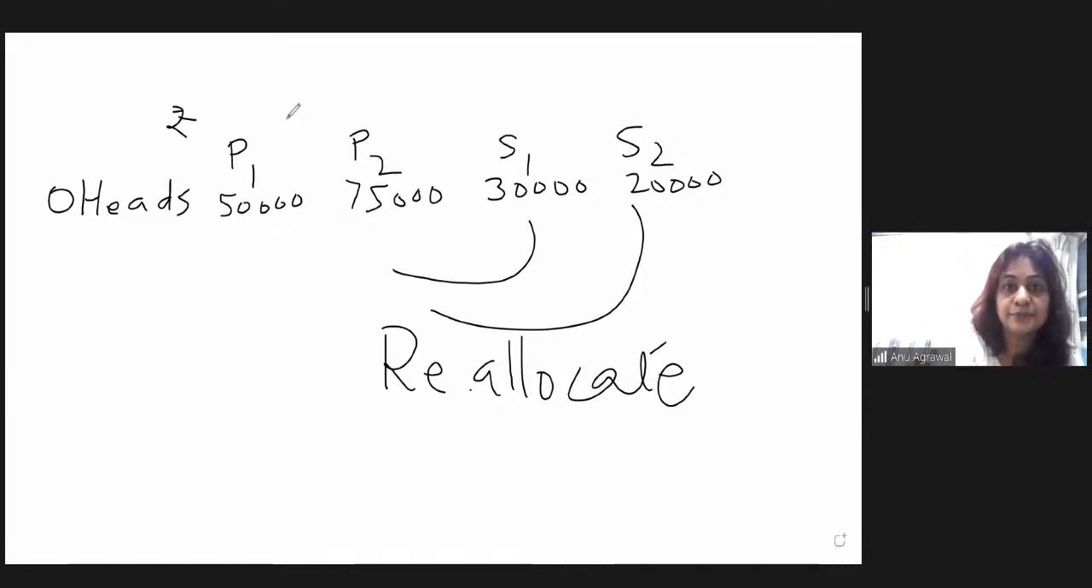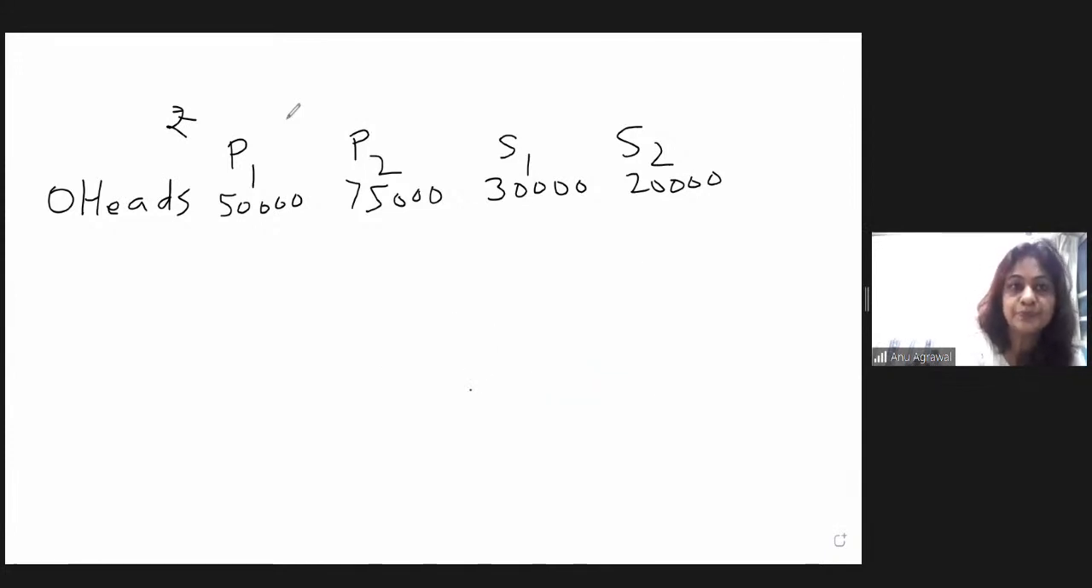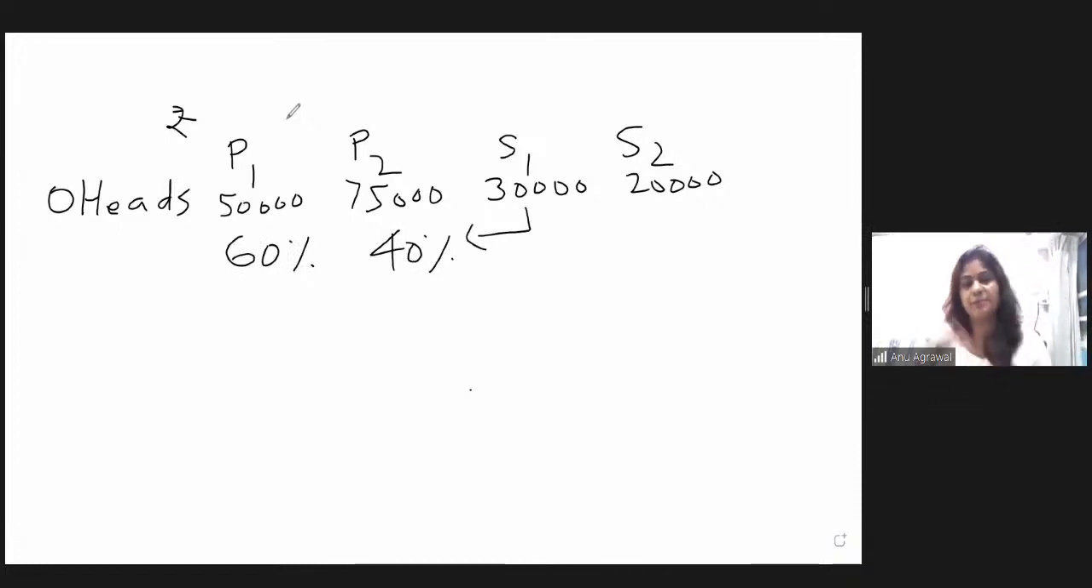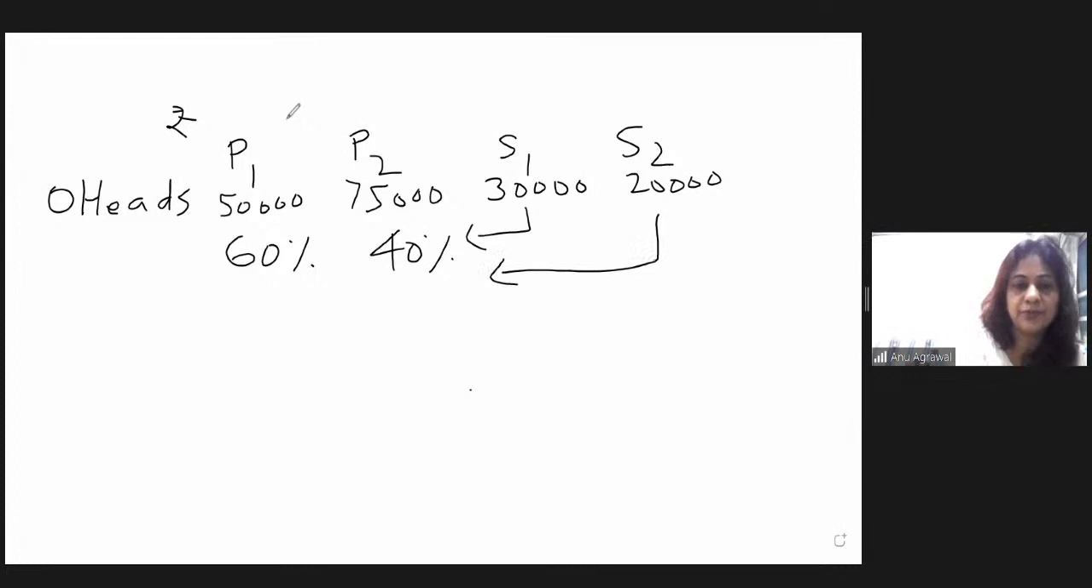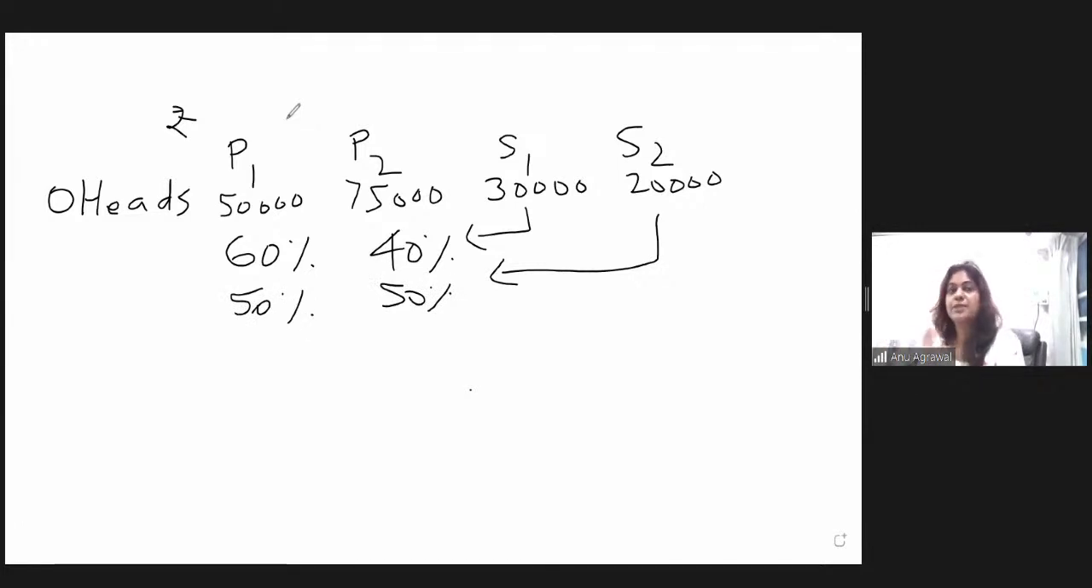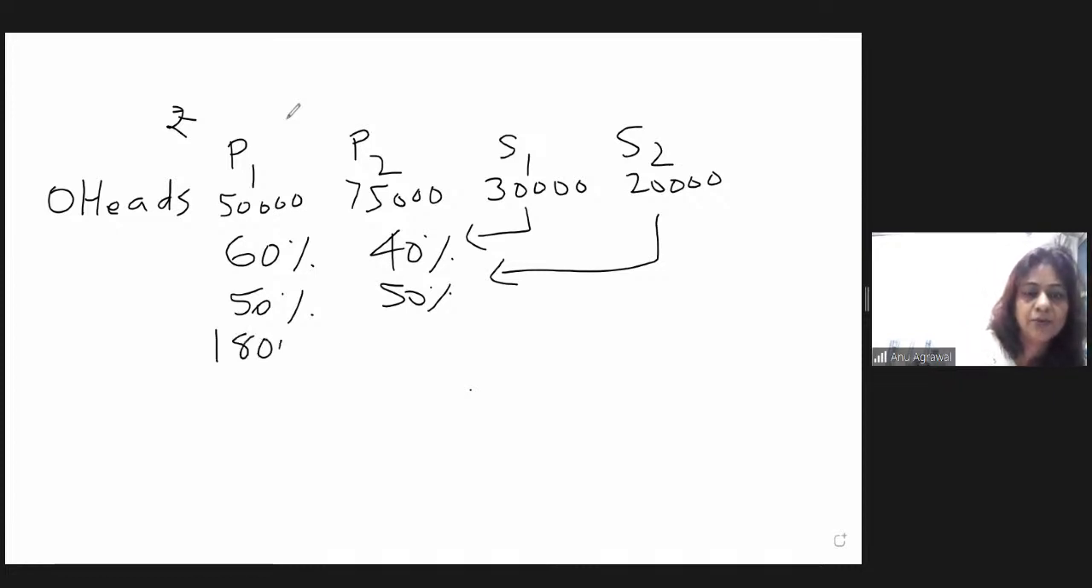So let us say, I have been told that S1 renders services in 60:40% ratio between P1 and P2. And S2 gives services in 50:50 ratio. So this is given to me. What do I do? Simple. I divide 30,000 in 60:40 ratio. How much does this come out to be? I divide 18,000 and 12,000 here, 60:40 ratio. And now this becomes 0.